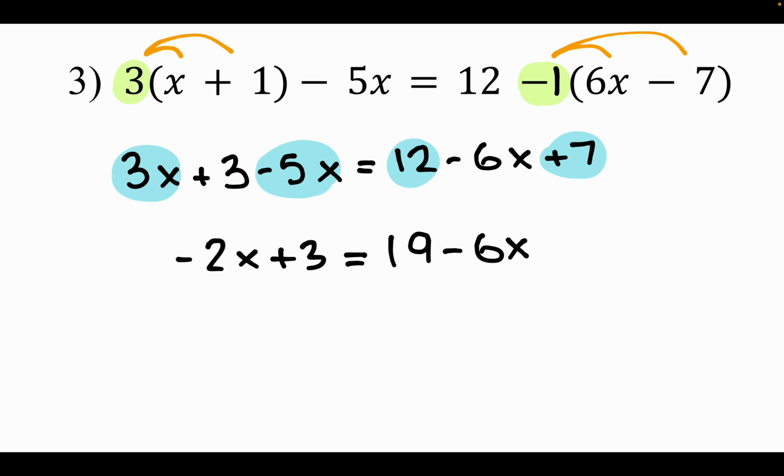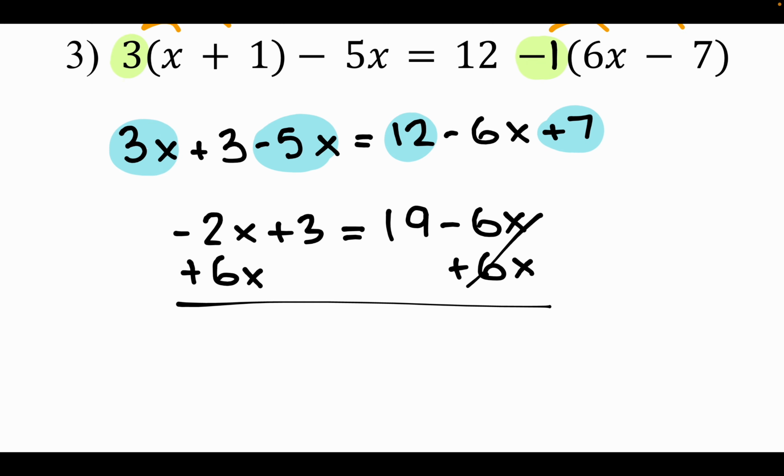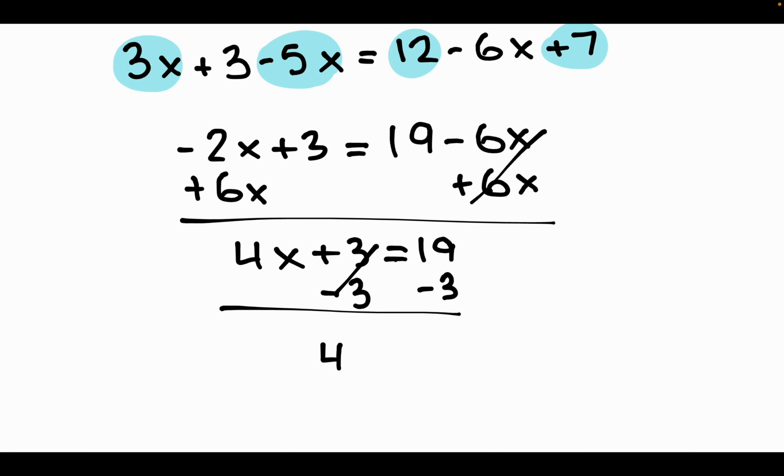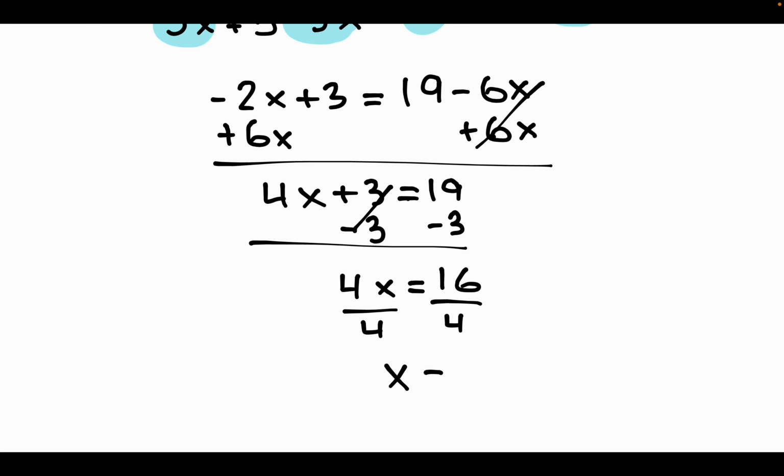Okay, we're almost done. So I want to bring my x's to one side. I'm going to bring over my 6x. It's a negative, so I'm adding it. And that'll keep my x's positive because negative 2 plus 6 is 4x plus 3 equals 19. And then I would minus 3 on both sides. You get 4x equals 16. And then when you divide by 4, you get that x is equal to 4. And that is your final answer.